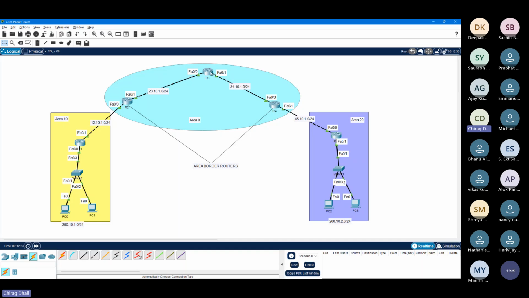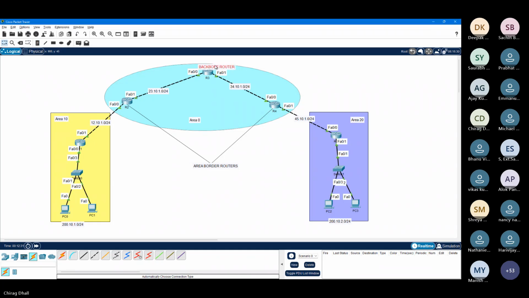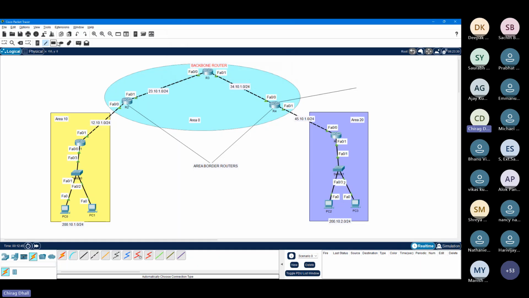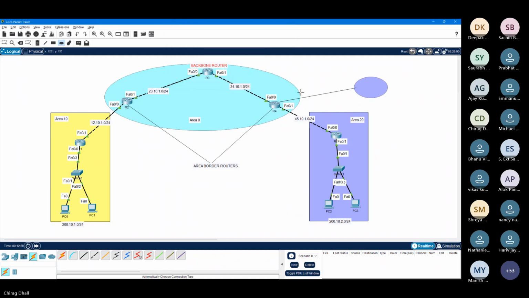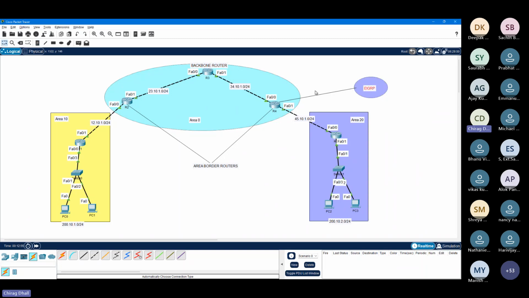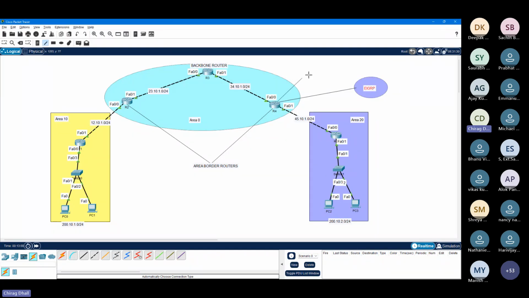And a router which is completely participating in area 0 will be called a backbone router. All the interfaces of R3 are in area 0, so that's a backbone router. Okay. Similarly, if there is a router which connects us to a different domain, let's say OSPF is getting connected to EIGRP. There is some EIGRP network which I am able to connect with using router 4. So that type of router will be called an ASBR.